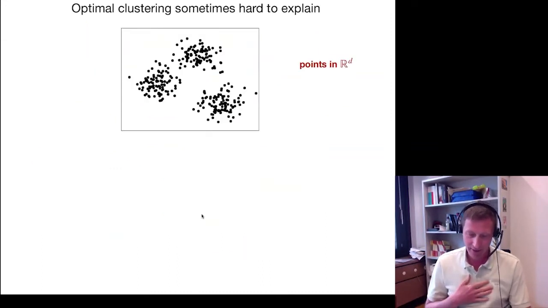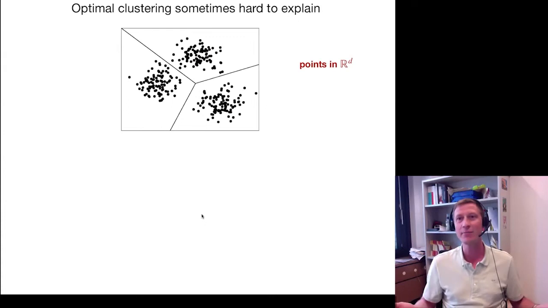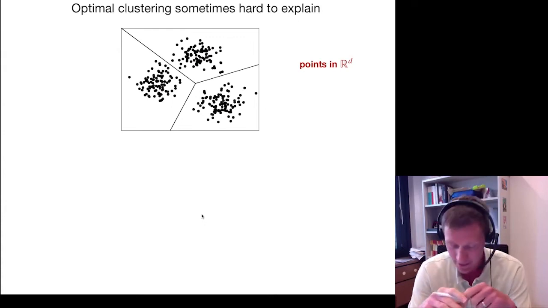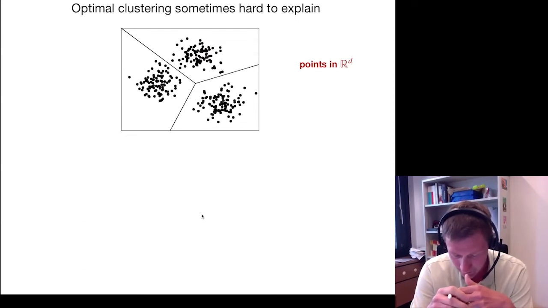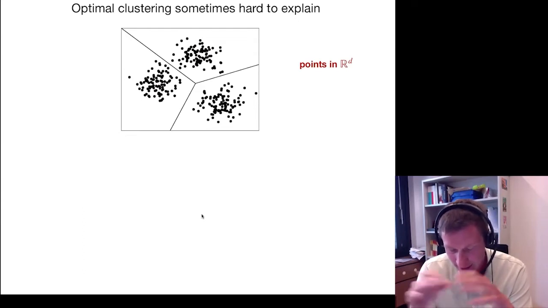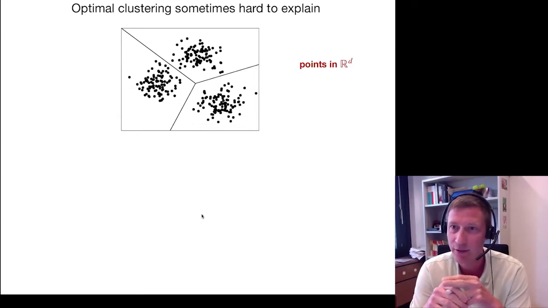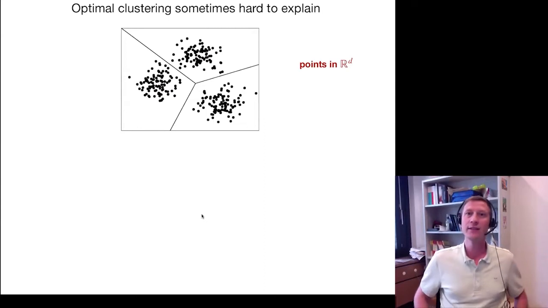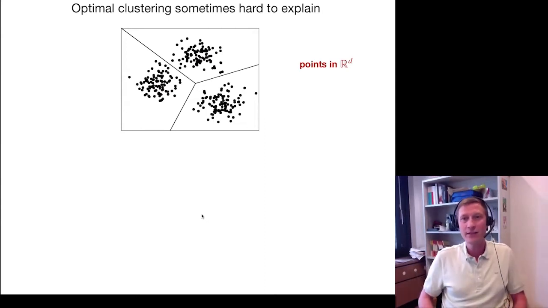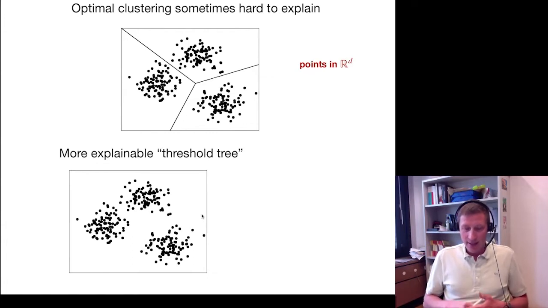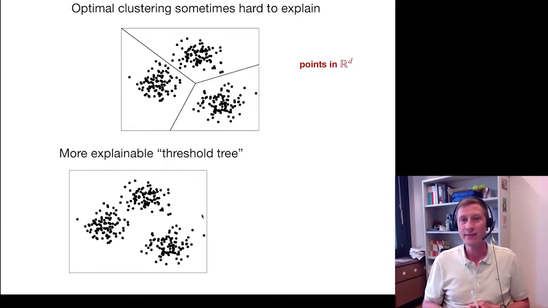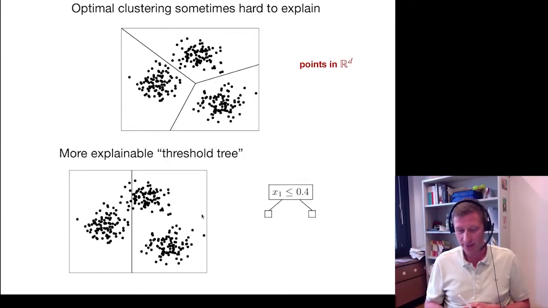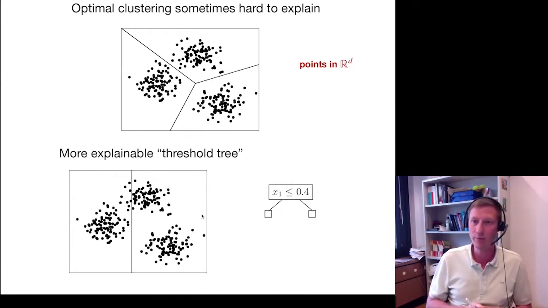More mathematically, optimal clusterings can be hard to explain. They are defined by an arbitrary Voronoi diagram. Here I assume that the points are in d-dimensional Euclidean space. Instead of an arbitrary clustering, what we think of as an explainable clustering is a threshold tree. First, I select a dimension of my data, and I partition the points depending on whether they are less than a threshold or above a threshold.